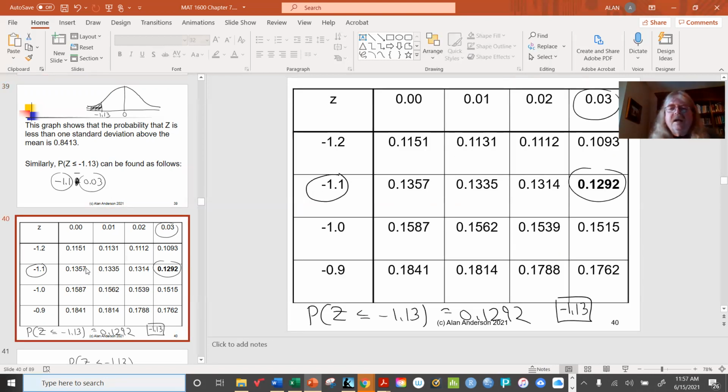Negative 1.1 combined with 0.03 gives me 0.1292. It's a very small probability. So if you're scoring the test, well, let's just say you don't want to be 1.13 standard deviations below the mean, because that means only 12.92% of the class did worse than you did.